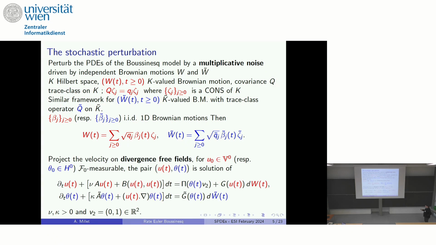All right, now I project everything on divergence-free fields, and now the two sets of SPDEs I'm going to deal with will be exactly the same. That's the Navier-Stokes equation on the left-hand side. I've got rid of the pressure because I've been projecting on divergence-free fields. Now I'm projecting this again on divergence-free fields, and I'm adding here a multiplicative term driven by W, and here with some diffusion coefficient, for which I'm going to explain in a moment which kind of assumptions are imposed. And something similar for the temperature.